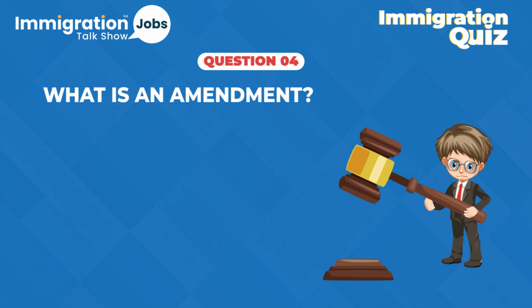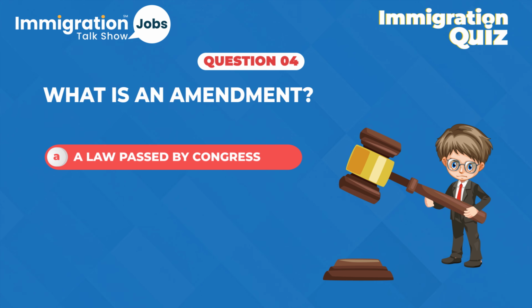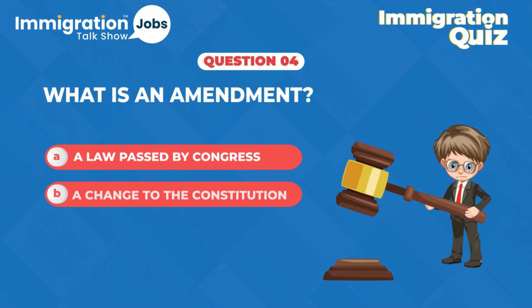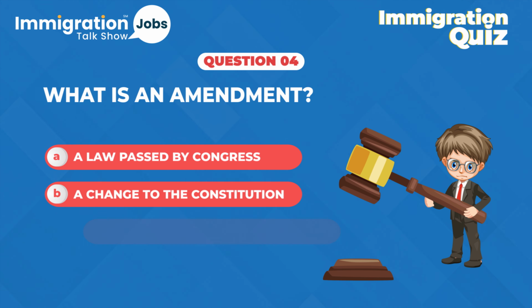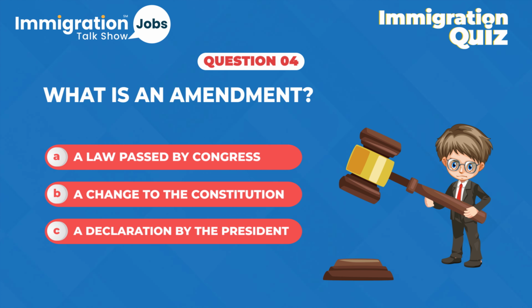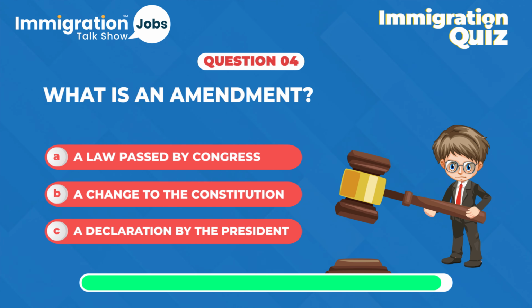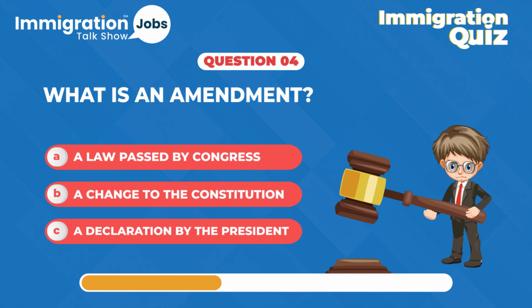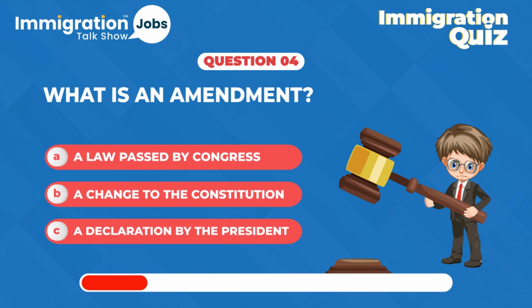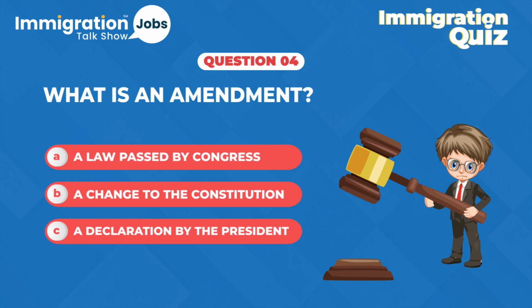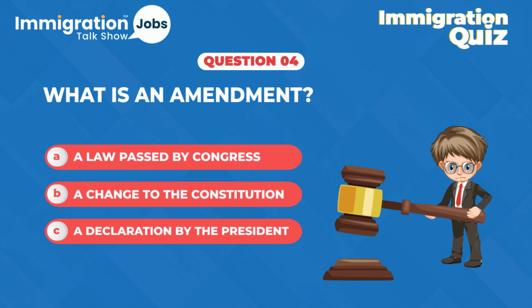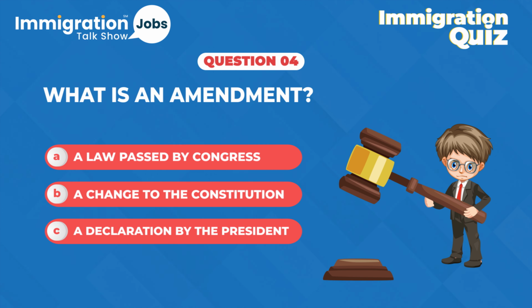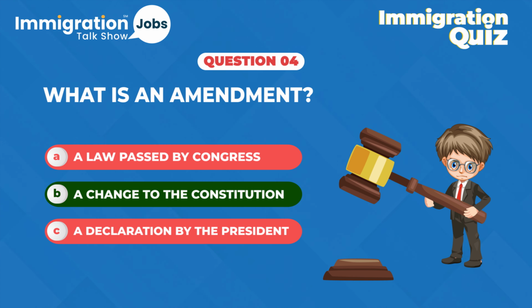What is an amendment? A, a law passed by Congress, B, a change to the Constitution, or C, a declaration by the President? And the correct answer is Option B, a change to the Constitution.